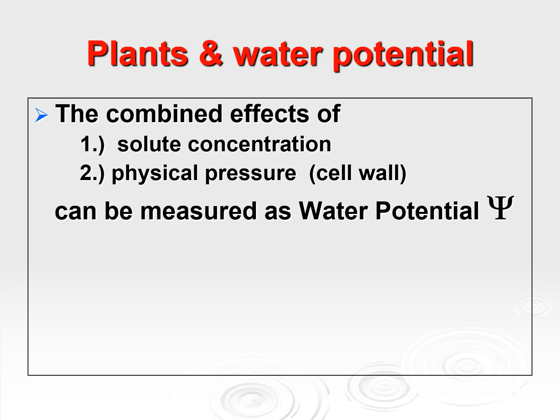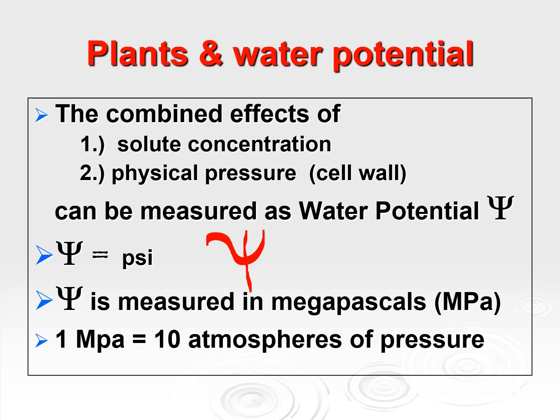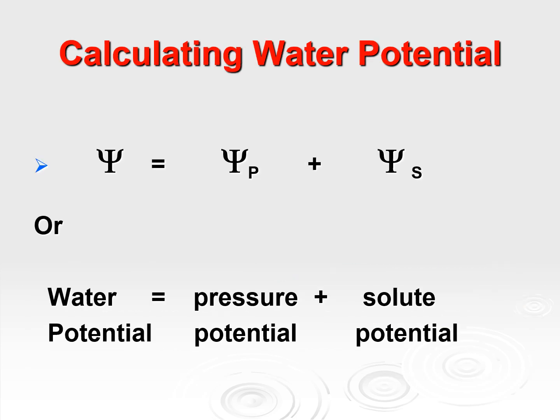And of course, because it's science and because it's biology, we have a fancy symbol that we use to represent water potential, and that is this trident, and we call it psi. I always think of it as a trident like Poseidon, and that helps me remember. Water potential is measured in megapascals. It's actually a unit of pressure, and 1 megapascal is equal to 10 atmospheres of pressure.